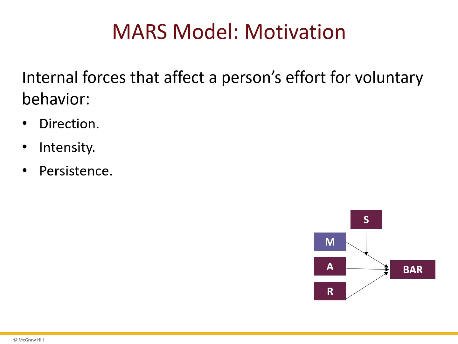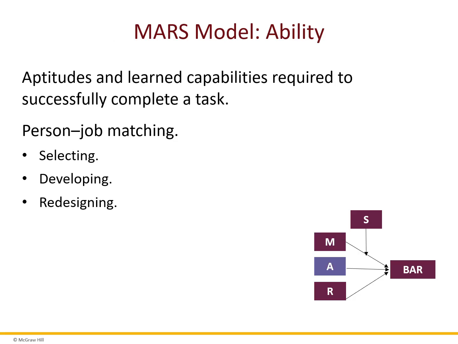There are some internal forces that affect a person's effort for that voluntary behavior. Internal forces are cognitive and emotional conditions, and that is what affects that person's voluntary behavior. The direction, that path along which people steer their effort. Motivation is goal-directed and it's not random. Intensity, the amount of effort allocated towards that goal, and persistence, continuing the effort for a specific amount of time.